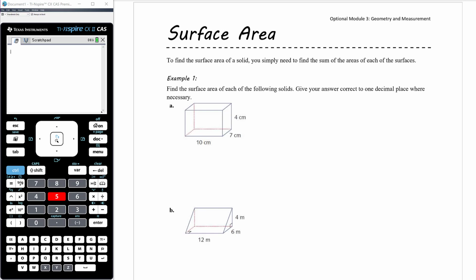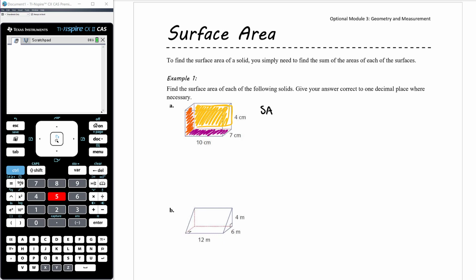So in this case we have 3 unique surfaces. There is one on the bottom here, which is a 10 by 7 rectangle. There is another one over here, and that is a 7 by 4 rectangle. And then there is a final one on the back here, which is a 10 by 4 rectangle. Okay, so you've got 3 different surfaces and there's 2 of each of those surfaces.